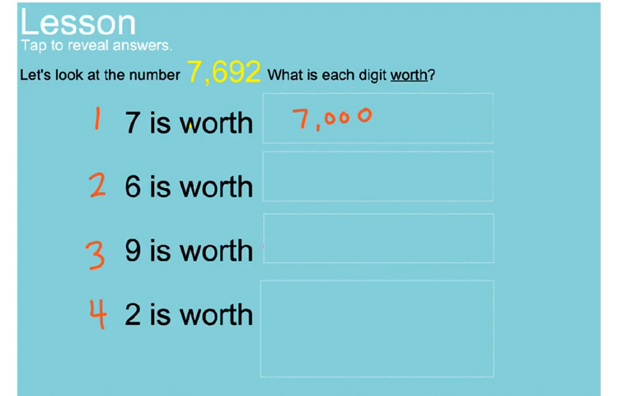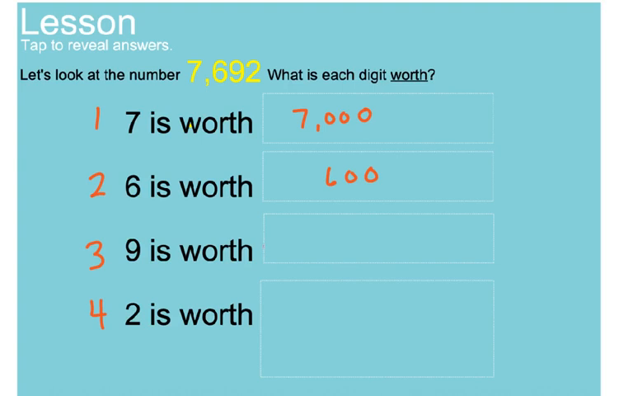Again, remember to pause the video as needed. You should be writing this on your whiteboard at the time. Number 2, what is the value of the 6? Listen, 7,692. Write the value of the 6. 600.